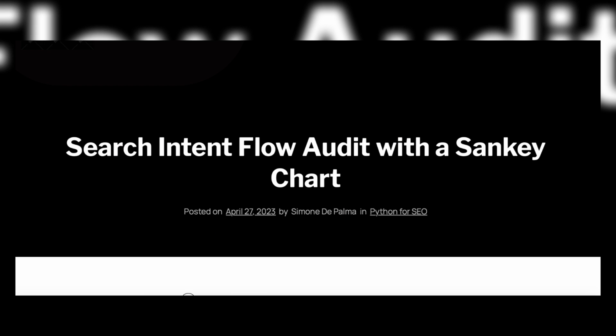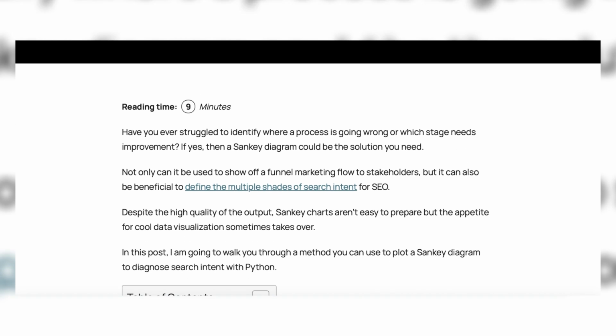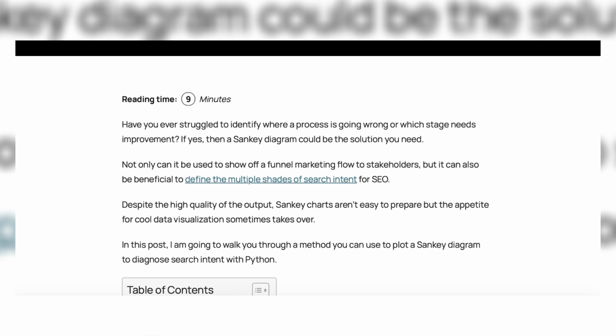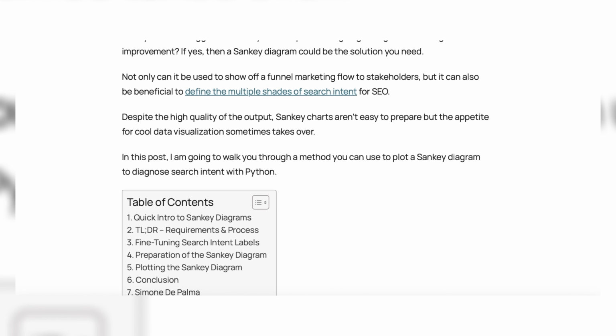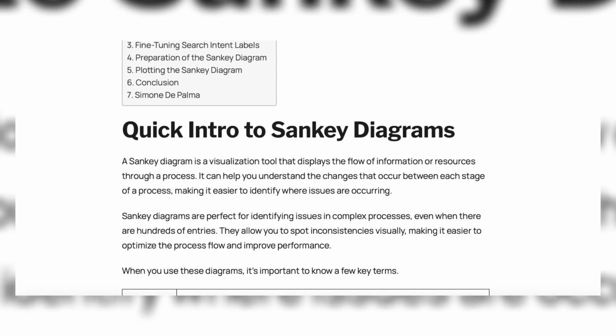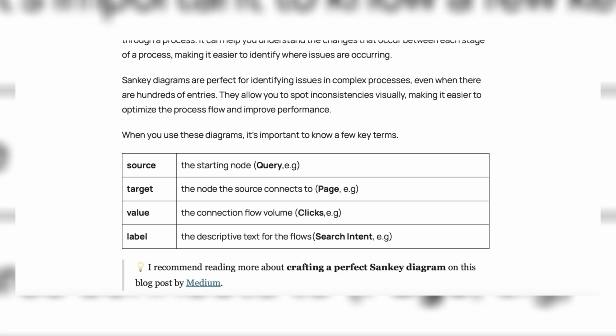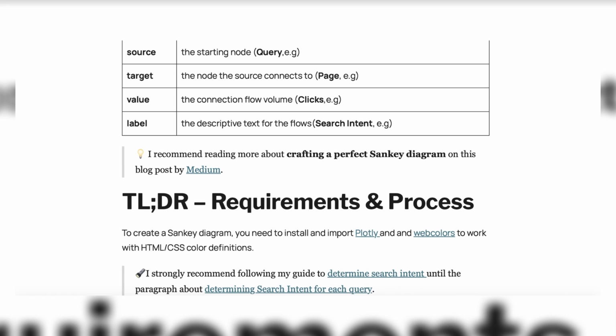Ready for your weekly Python tutorial? Well, Simone de Palma on SEO Deaths, his blog, put together a really cool step-by-step tutorial on how to build a Sankey chart with fine-tuning your search intent. So using Python, he shows how you can build out this flow state from your informational queries and your transactional and your commercial and overlap to your specific keywords. Really sophisticated, really technical, but pretty cool if you are into that.